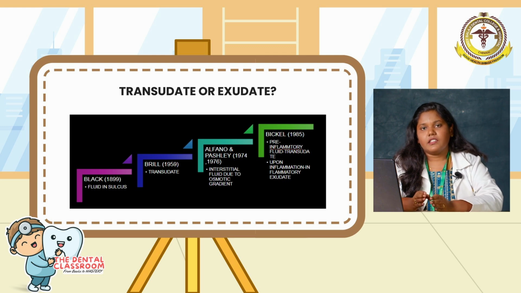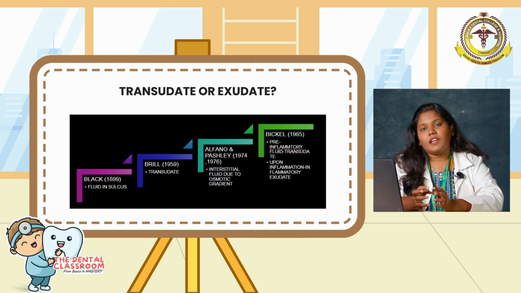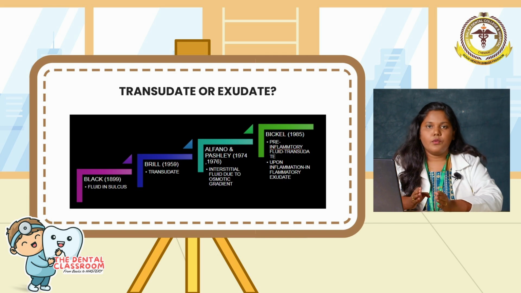Alright. And then later, Alfano and Pashley in 1974 found that this fluid is released due to the osmotic gradient. So, what is the osmotic gradient? This is nothing but a pressure difference. Imagine your bacterium is taking so many noxious substances into the epithelium and they reach the basement membrane between the epithelium and the connective tissue, right? When they accumulate, there will be pressure on the blood vessels present in the connective tissue. This increase in hydrostatic pressure results in the oozing out of the fluid, which is the gingival crevicular fluid, according to Alfano and Pashley.